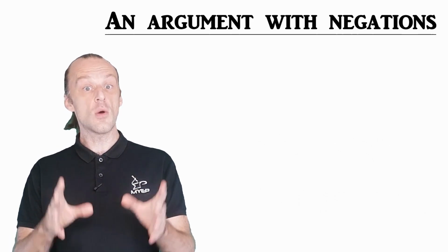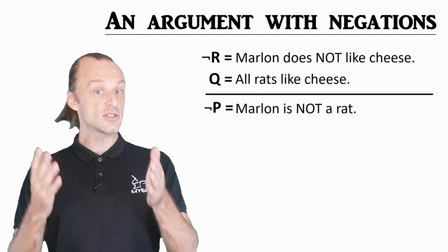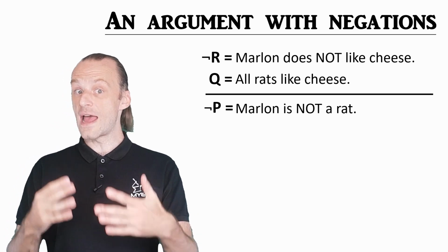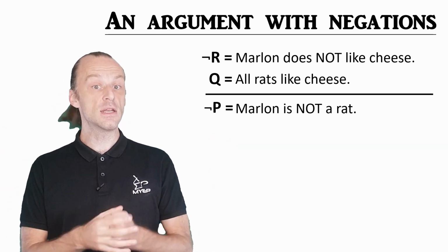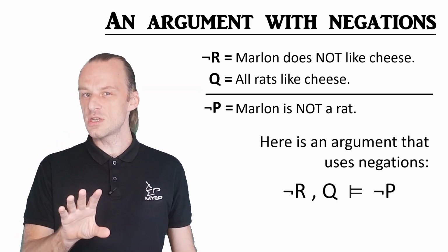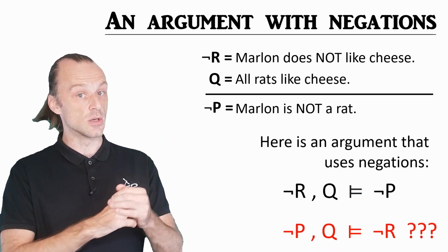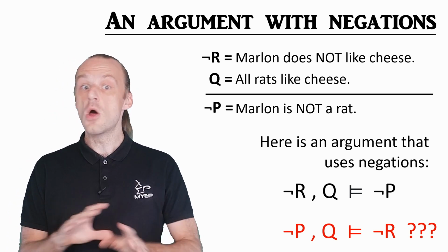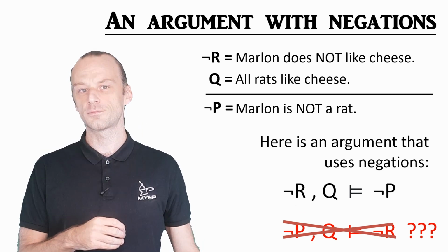Here is an argument that works with negations of our simple statements. We can combine not R, Marlon does not like cheese, with Q, all rats like cheese, and we can conclude that not P, Marlon is not a rat. As a quick question for you, is it also okay to combine not P with Q to get not R? Pause if you want to think about that. The answer is no, that would not work. And let's quickly see why.